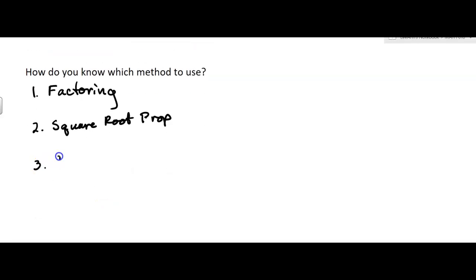So students sometimes are like, well, which method should I use and how do I know? So we have 4 methods. We have factoring, we have the square root property, and we have completing the square, and finally we have the formula.